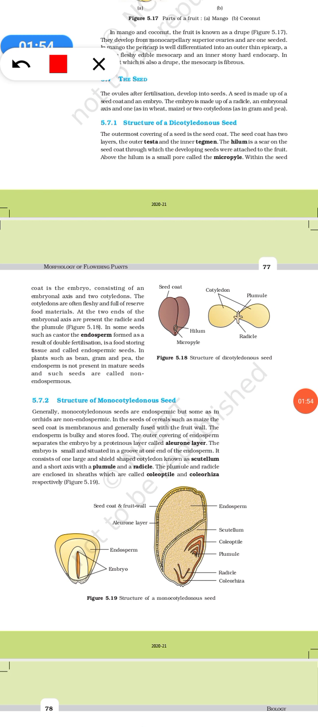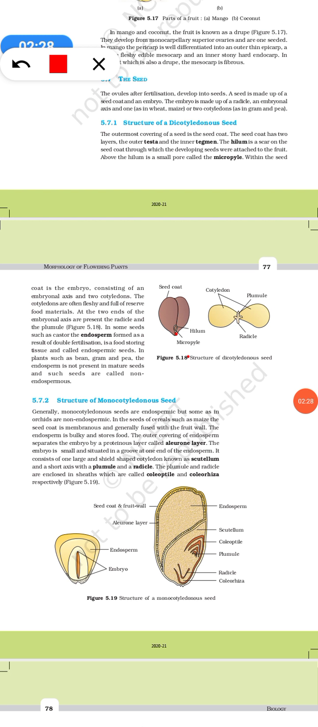Now the structure of a dicotyledonous seed. If we talk about the seed coat, which is the outer layer, the outer part is the testa and the inner part is the tegmen. There is a hilum. Hilum is nothing but the scar on the seed coat, a small mark. Then we have a micropyle, a small pore at one end.